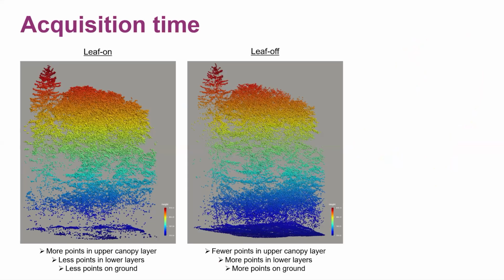Another key aspect is the acquisition time. So the leaf-on and leaf-off season. So if you collect the data in the leaf-on season, so in the summer period, you have typically a lot of points from the upper canopy layer, but fewer points in the lower canopy and the lower layers and on the ground. In contrast, if you look at the leaf-off season, typically you have fewer points in the upper canopy and more points in the understory and on the ground.